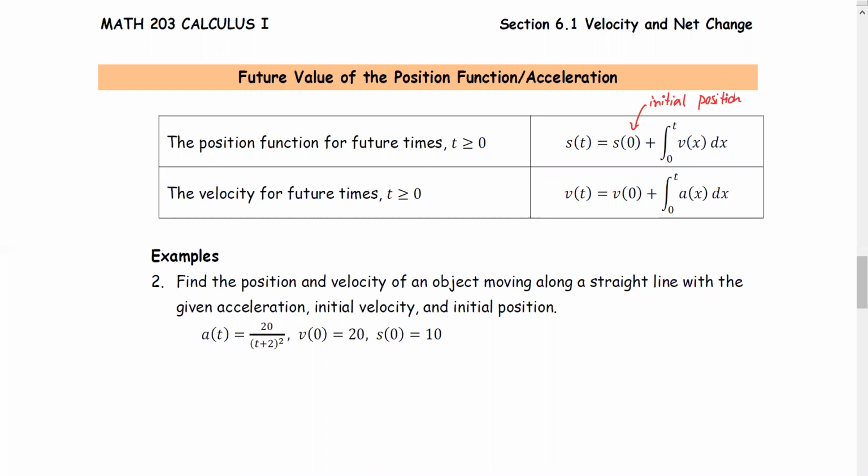The velocity for future times for t greater than or equal to 0 is v of t equals v of 0, or the initial velocity, plus the integral from 0 to t of the acceleration a with respect to x.